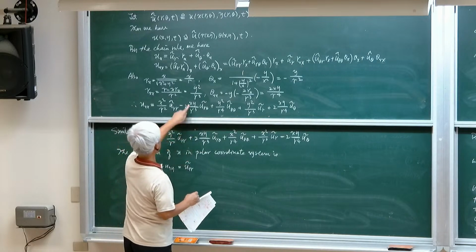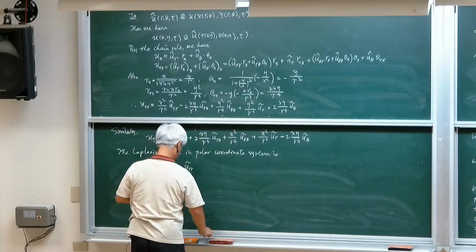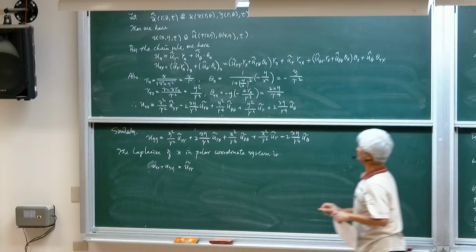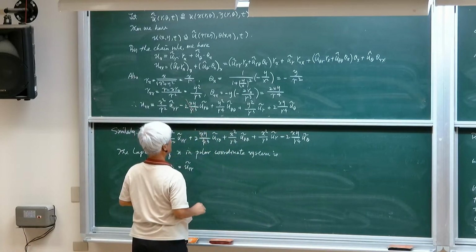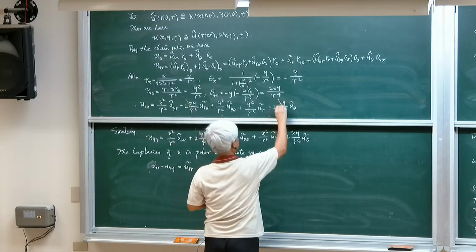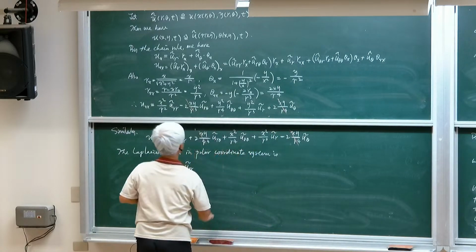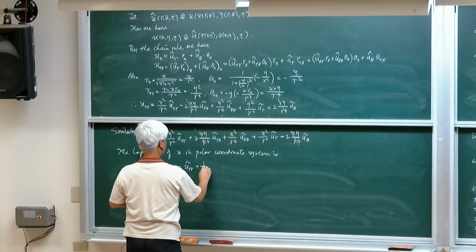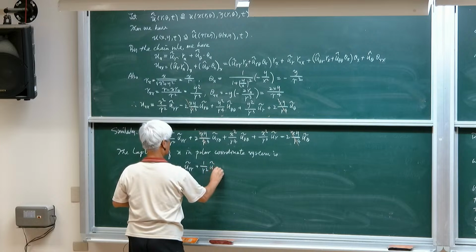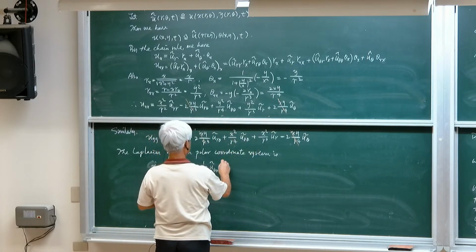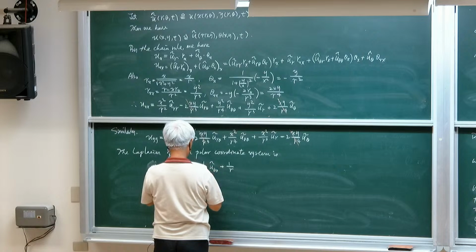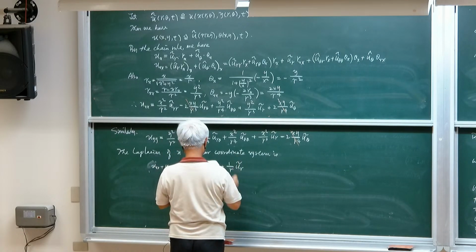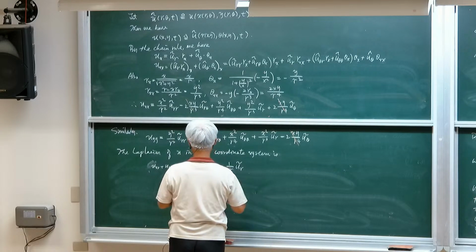And the cross terms cancel, so they cancel, and the last terms cancel together. And the second here, you get 1 over r squared u theta theta. Okay, and the last one is 1 over r u r. Okay.